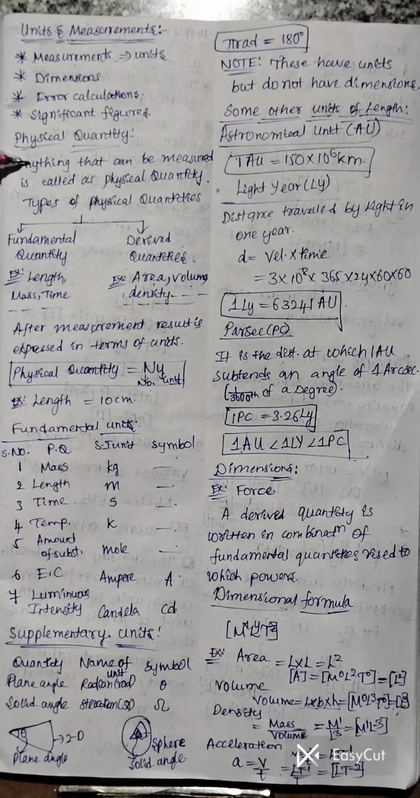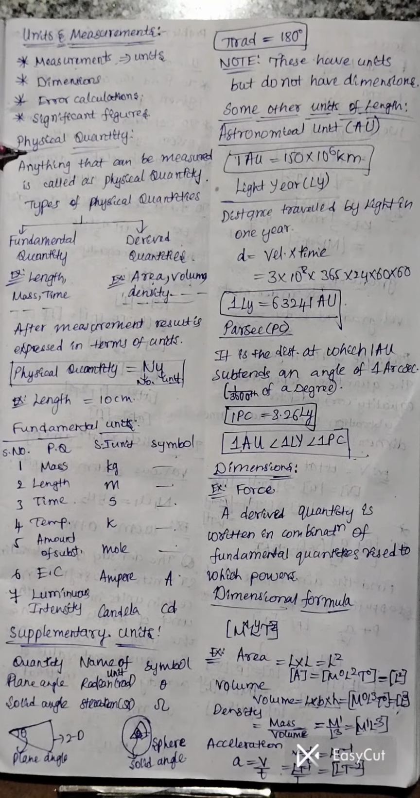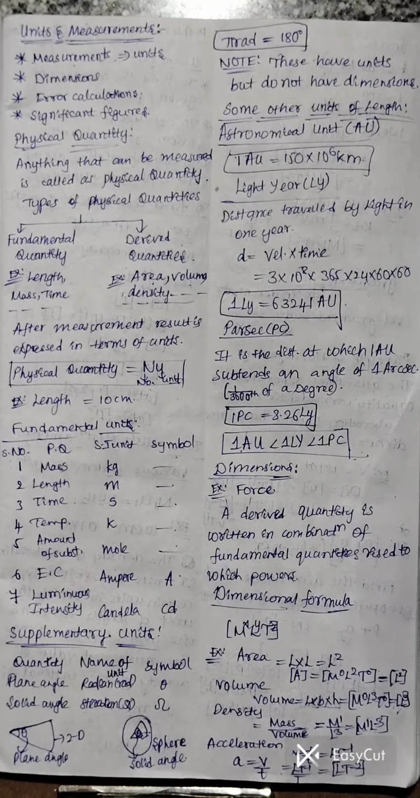Firstly, we have to know what is meant by physical quantity. Anything that can be measured is called a physical quantity. For example, if we take sugar, we can measure it like 1 kg of sugar, 2 kg of sugar, in such a way. Anything which we can measure can be called a physical quantity.